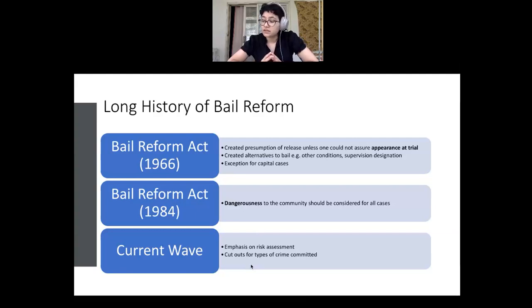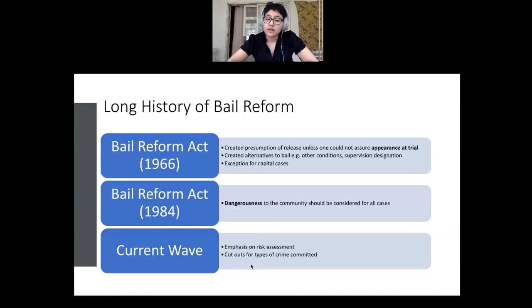Like supervision, or having someone, like a relative, ensure that you are going to go to your trial. And there were exceptions for capital cases, and the judge was allowed to take into account dangerousness for capital cases rather than just whether or not you would appear at trial and if you were a flight risk. That dangerousness was then expanded to all cases in the federal 1984 Act. So now judges can take into account dangerousness to the community and whether or not you're a flight risk and will appear at trial.